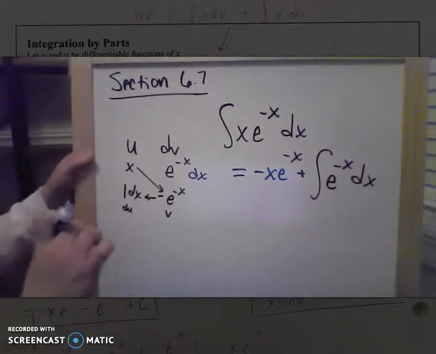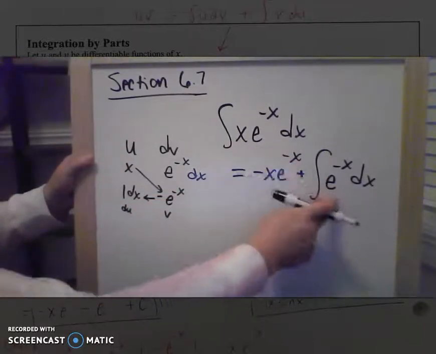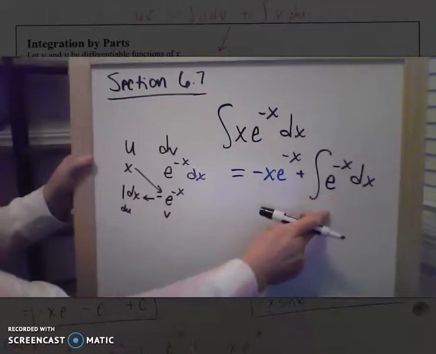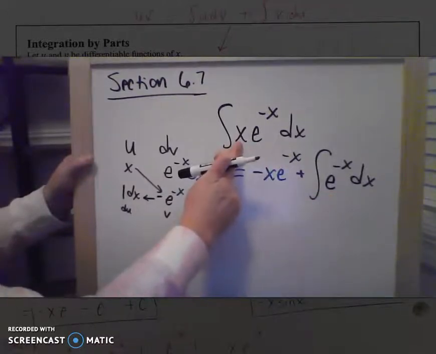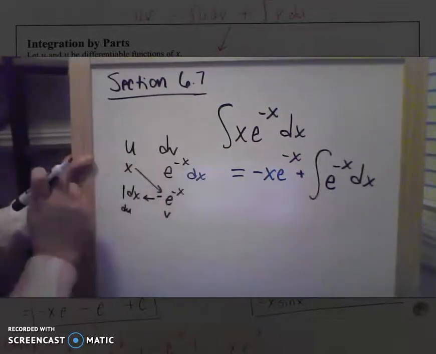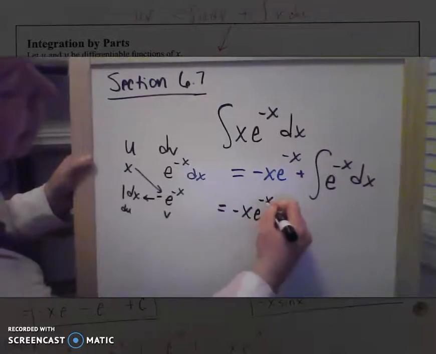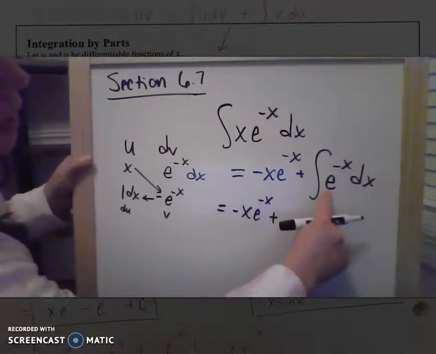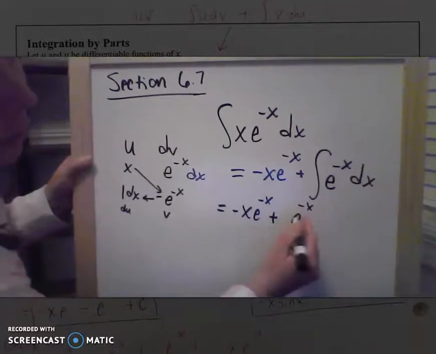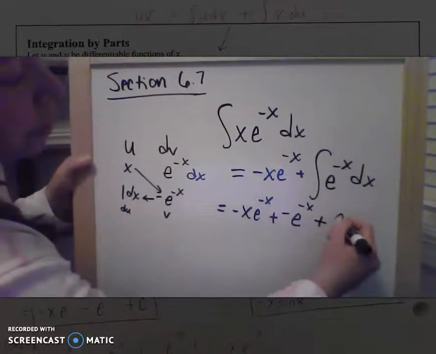Now you always ask yourself, and this is the most important step right here, did your situation improve? Does your integral look easier now? And that's a definite yes. You no longer have to worry about that x, and you can even do that antiderivative. So let's do that. So we end up with negative x e to the negative x plus, and this antiderivative again is e to the negative x, but then you have to divide by that slope, so we'll have to stick a negative there. And then you just put a plus c and you are done.